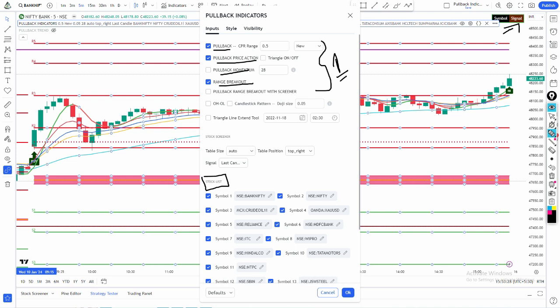You can use this indicator on your mobile and laptop. To use this indicator, you don't require a premium version of TradingView account. You can use it in your free TradingView account. So currently I'm using the pullback price action indicator and the pullback range breakout indicator.